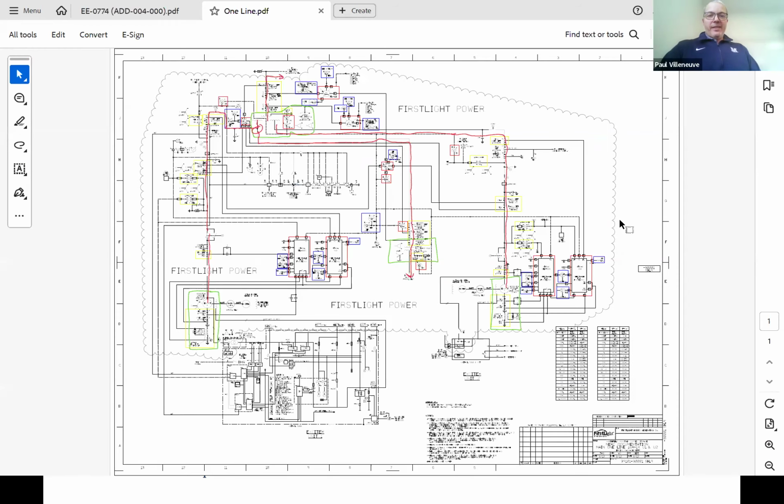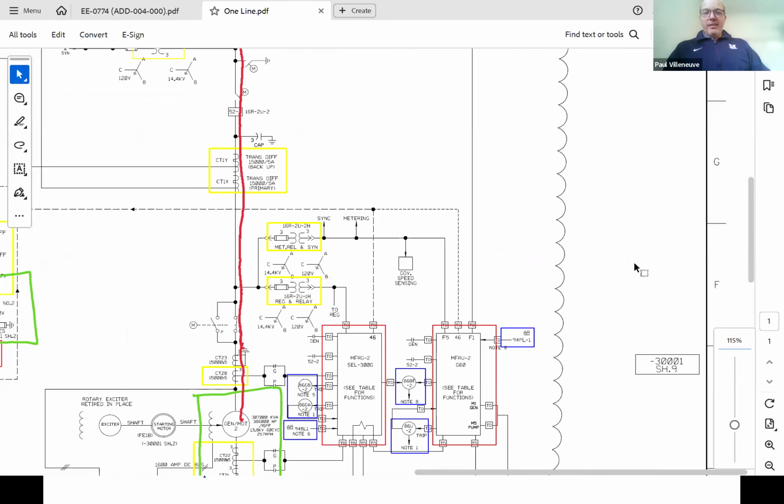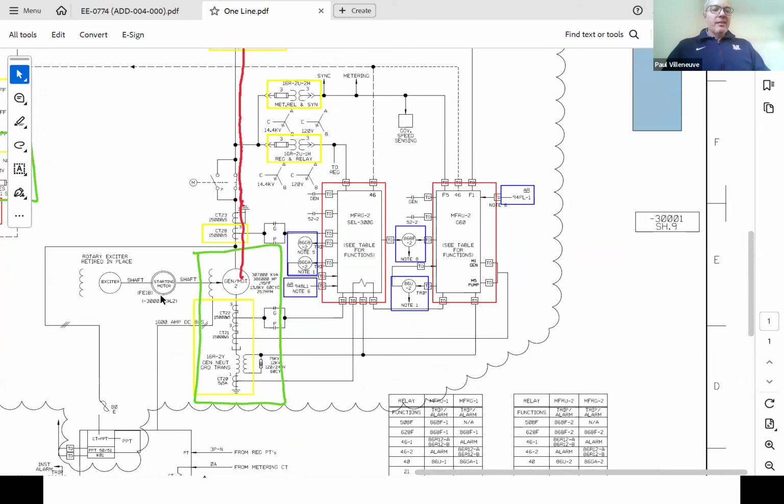Okay, I think if I can zoom in correctly, you'll be able to see the pony motors on this one. I believe it is the case. Starting motor. See the starting motor? That literally is connected to the shaft, and it actually gets the motor generator to rotate.